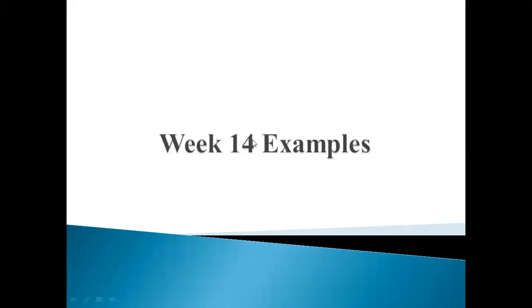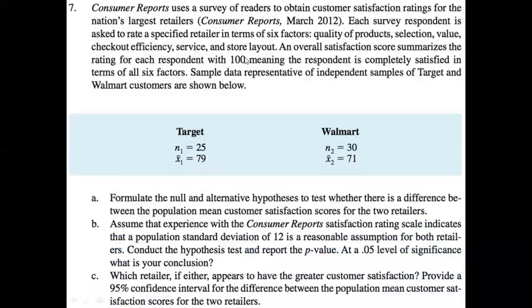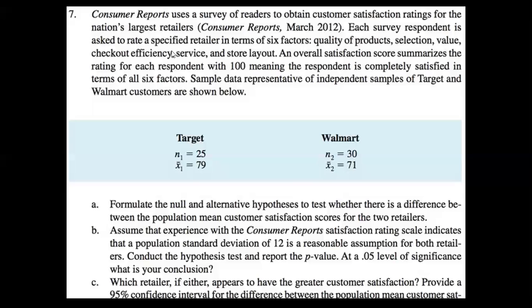All right, let's look at week 14 examples. Consumer Reports uses a survey of readers to obtain customer satisfaction ratings for the nation's largest retailers. Each survey respondent is asked to rate a specified retailer in terms of 6 factors. We have the quality of products, selection, value, checkout efficiency, service, and store layout.